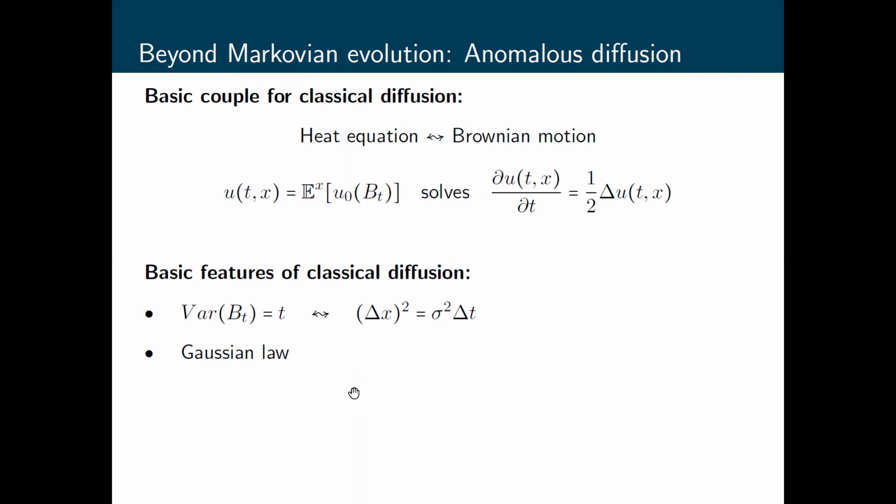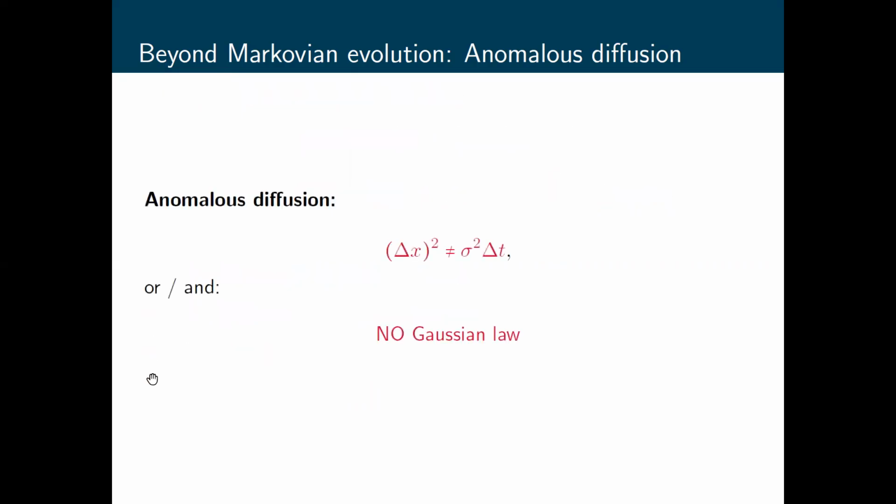Nowadays, there are many evidences that not only classical, but also anomalous diffusion may occur. What does anomalous diffusion mean? It is a diffusion under which at least one of these two features is not present. For example, mean square displacement of a diffusing particle is not proportional to the time increment, namely the diffusion can be really faster or slower than the classical one, and or the underlying processes are not Gaussian anymore.